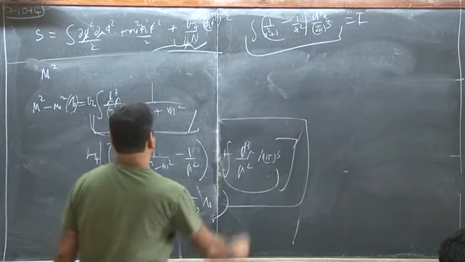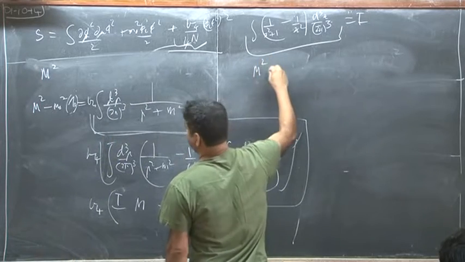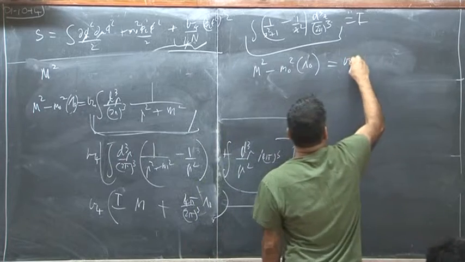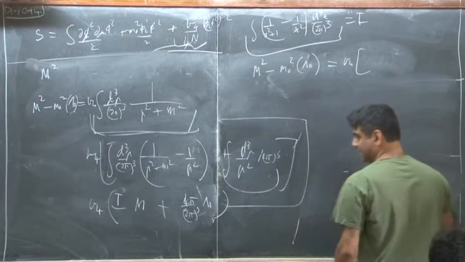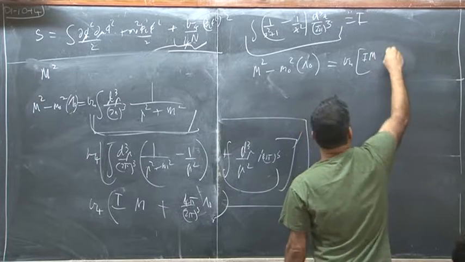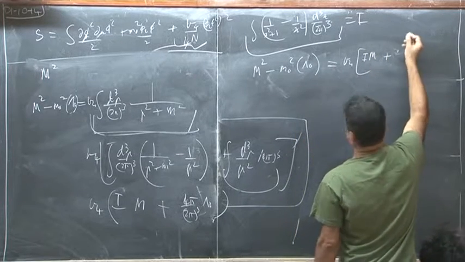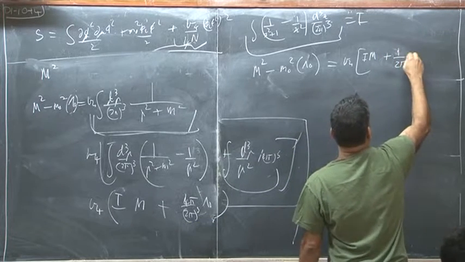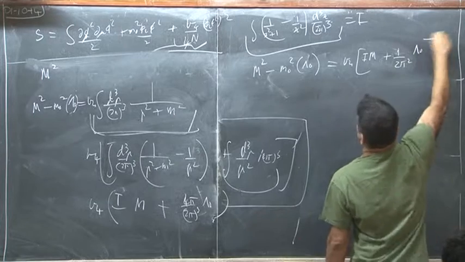So the equation that we have is m squared minus m naught squared of lambda naught is equal to B4 times this number I times m plus 1 over 2 pi squared lambda.